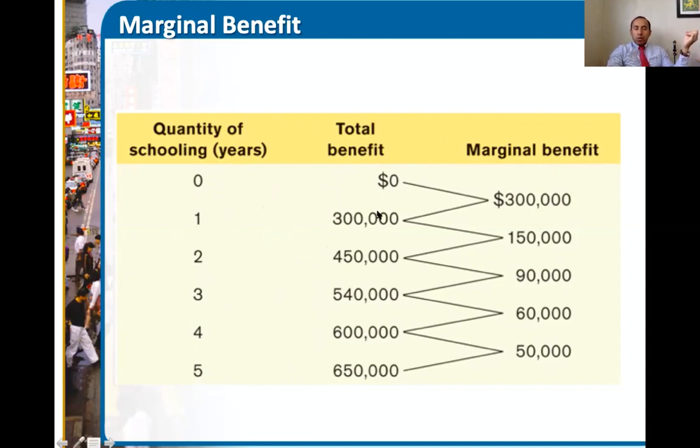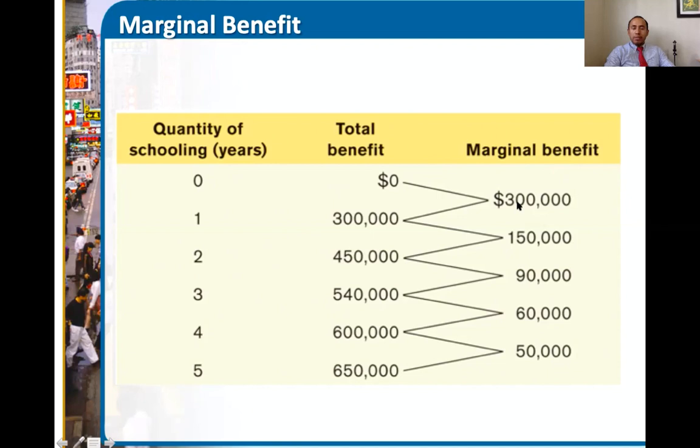First year, it increases your total life benefit by $300,000. 2 years, the total benefit is $450,000. 3 years, $540,000. 4 years, $600,000 increase in total benefits. Now, at the margin, each particular year is going to provide you different benefits, which is the column here on the far end. If you notice, your total benefit is increasing, but every year it's getting a little bit smaller, which means that your total benefit is increasing at a diminishing rate. The fifth year is going to give you the highest total benefit, but individually, it may provide you the least benefit here at $50,000.